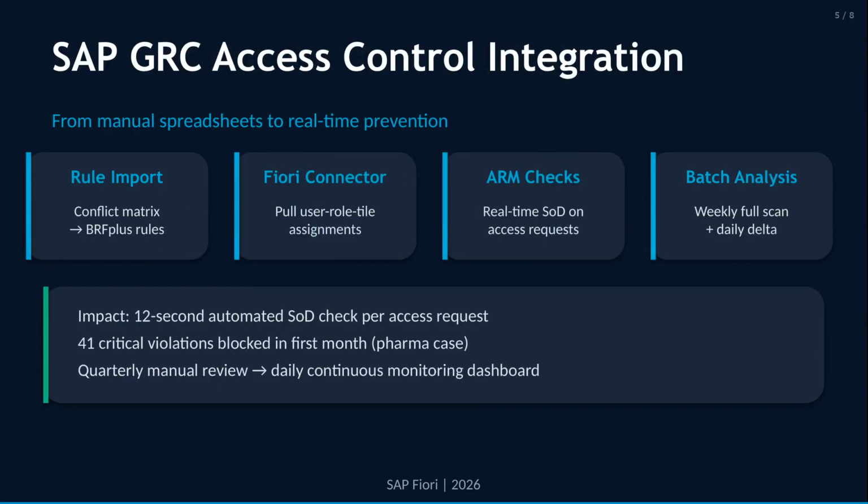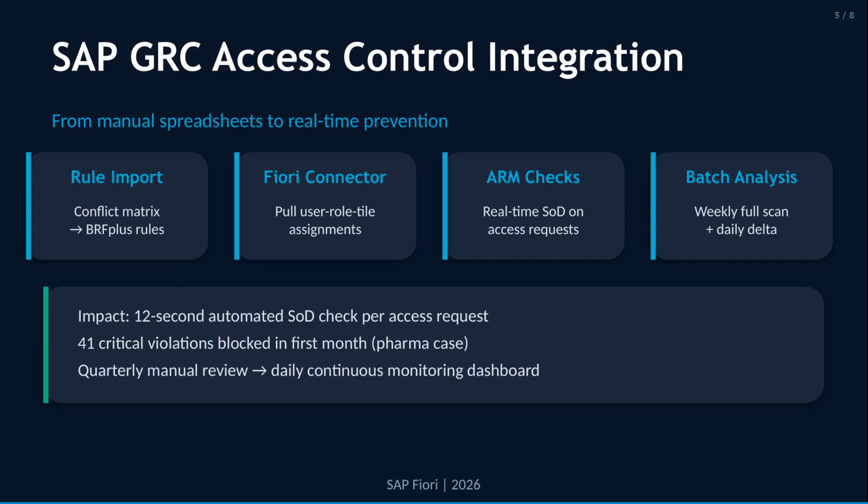SAP GRC Access Control version 12 and later supports Fiori-aware risk analysis. First, import your Fiori conflict matrix into GRC as custom rules. Map each Fiori app ID to its authorization objects in the GRC rule definition. Second, configure the Fiori connector in GRC to pull user role assignments from your Fiori front-end server. This allows GRC to analyze not just back-end role assignments, but also Fiori catalog and tile-level access.